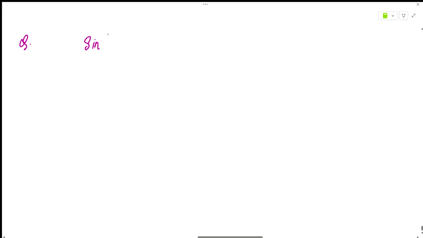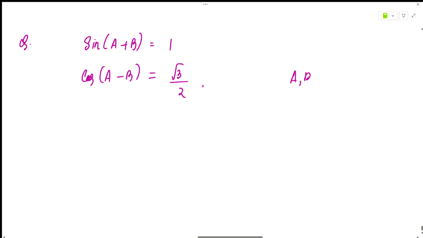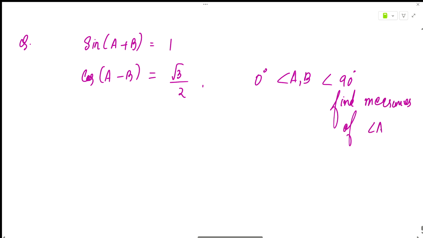sine A plus B is equal to 1. Cos A minus B is equal to root 3 by 2. Both A and B are greater than 0 degree but less than 90 degree. We are supposed to find measures of angle A and B.